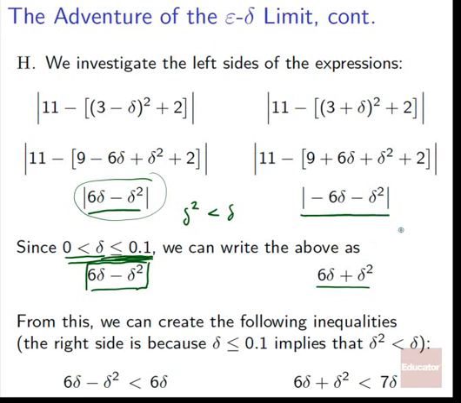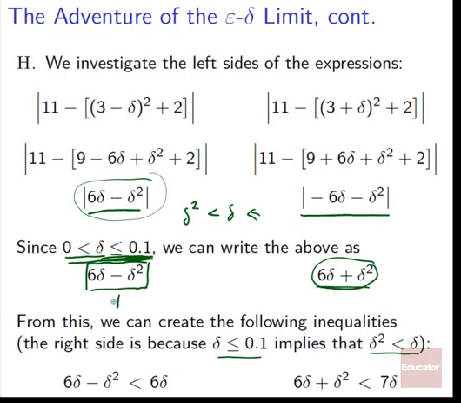And after the absolute value is finished with them, they will wind up coming out as positive. So we'll have 6 delta plus delta squared. From this, we can create the following inequalities. The right side in this case being because delta is less than 0.1 implies that delta squared is less than delta, which we talked about very recently.